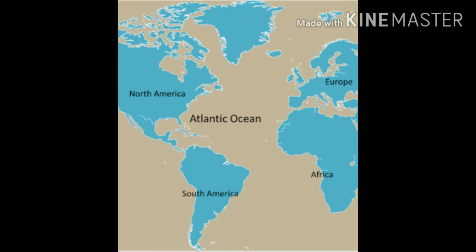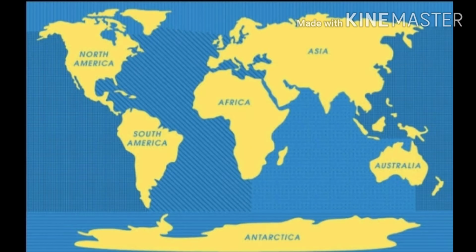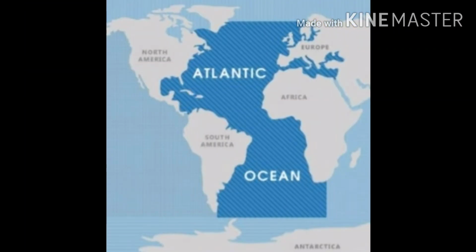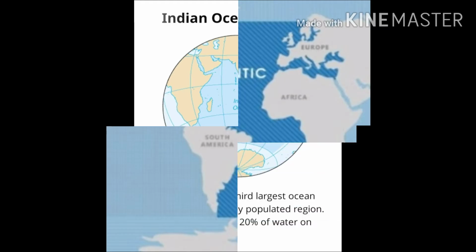The coastline of the Atlantic Ocean is quite irregular. That means it is not straight and it is very long. Because of the irregular coastline, it gives an ideal location for the setting up of harbors and ports, and thus the Atlantic Ocean is the busiest ocean in the world from the point of view of trade.